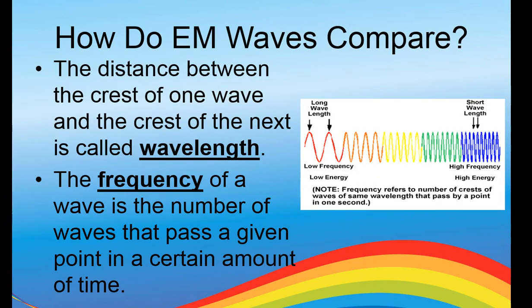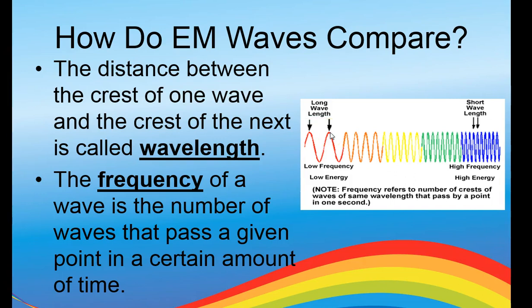All right, so how do electromagnetic waves compare? We can compare all the waves on the spectrum by using some pretty interesting things. The first thing is wavelength. How long is a wave? We measure the distance between the crests. The crest is the top, so that's good terminology to know. The bottom of a wave is called the trough, T-R-O-U-G-H, trough. So top is crest, trough is the bottom. To measure the wavelength, we measure from one crest to the next.